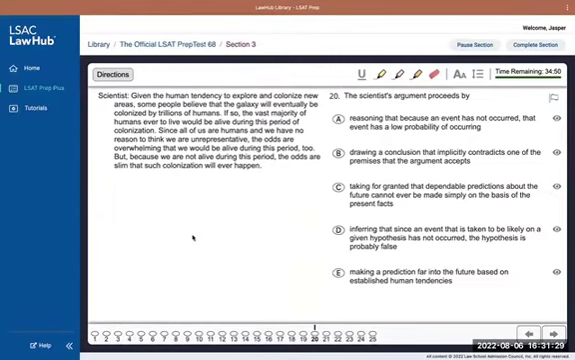Given the human tendency to explore and colonize new areas, some people believe. So I highlight that because there's this pattern in a lot of logical reasoning arguments where they'll say, some people say, some people argue, some people believe, some scientists contend, some anthropologists, some philosophers, right? It's like some subset of a group of people has an opinion.